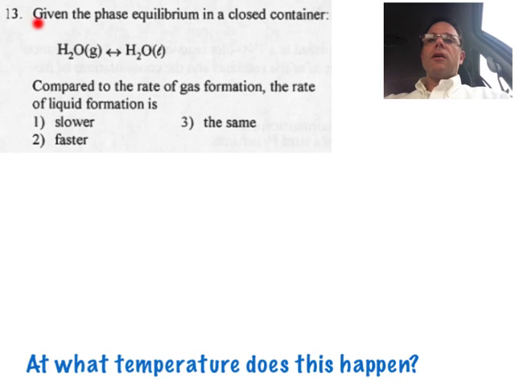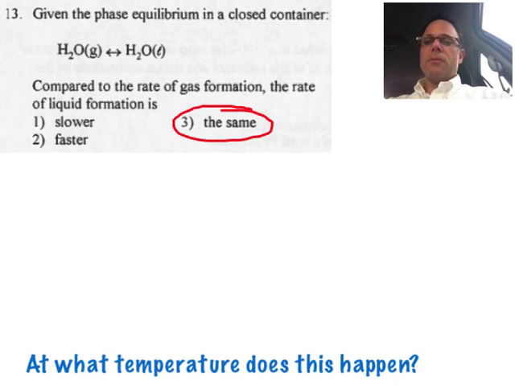Number 13, given the phase equilibrium in a closed container. Here we have gaseous water, so it's a vapor, in equilibrium with liquid water. And it is a closed container, so the system is closed. The question is, compared to the rate of gas formation, so that's going to the left, the reverse reaction, the rate of liquid formation, the forward reaction, is, well, if it's in equilibrium, it must be the same. Now I've got a follow-up question down here. At what temperature does this happen?